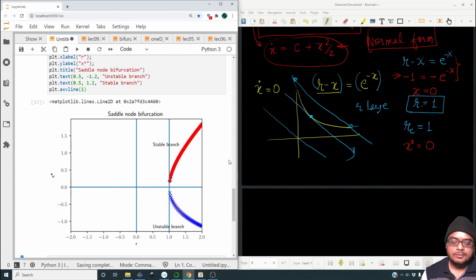Okay, so this is all I wanted to discuss about saddle node bifurcations. In the next lecture, we're going to look into the other kinds of bifurcation, namely transcritical bifurcation and pitchfork bifurcation.